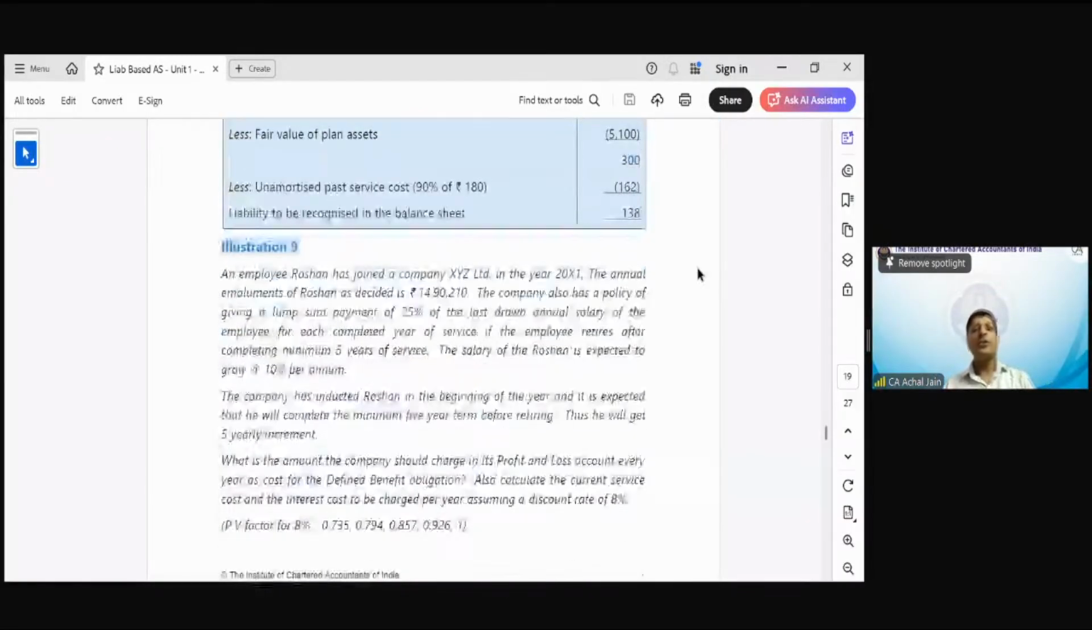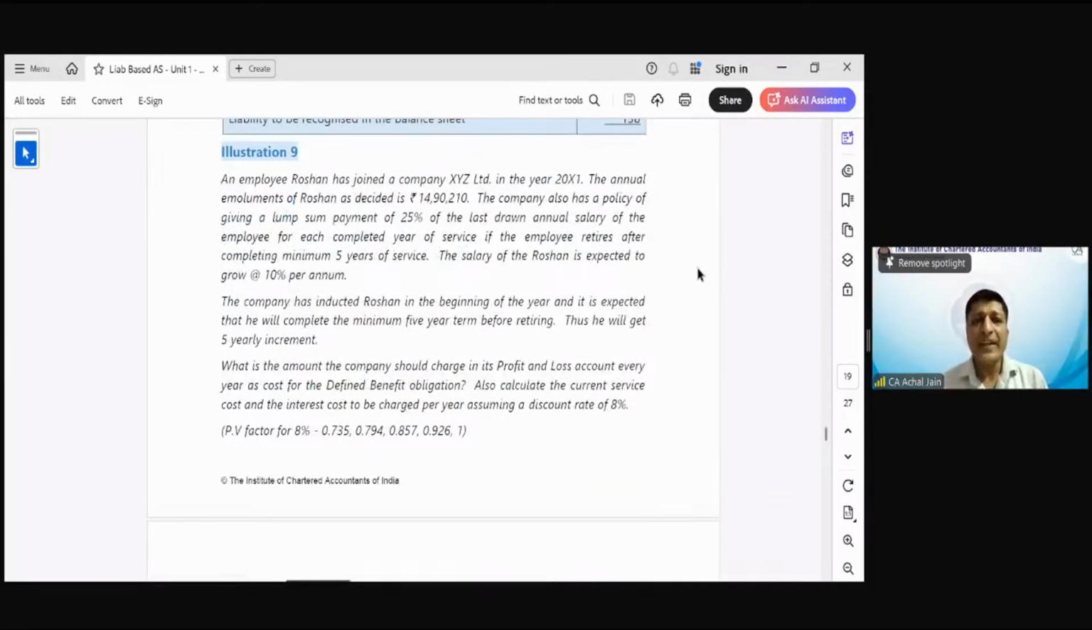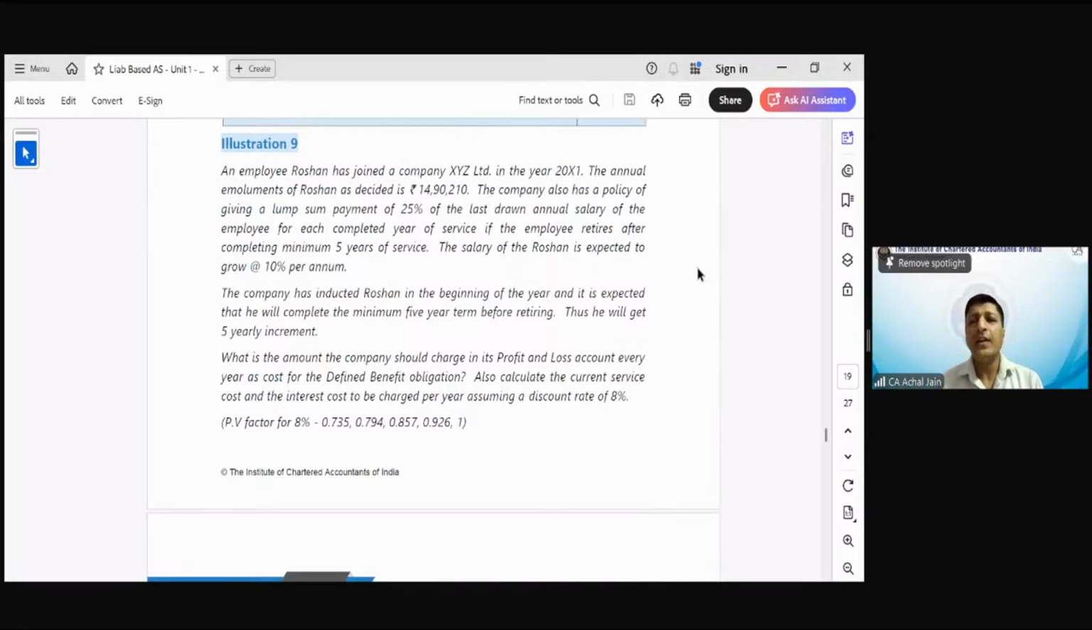An employee, Roshan, has joined the company XYZ Limited in the year 20X1. Annual emoluments of Roshan as decided is 14,90,210. Emolument means compensation, or you can say the amount which is payable to him. That is also about the salary, right?